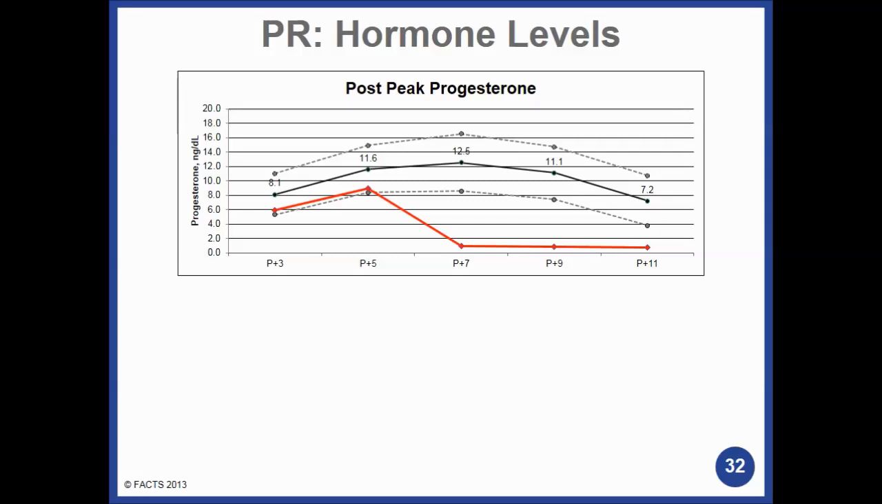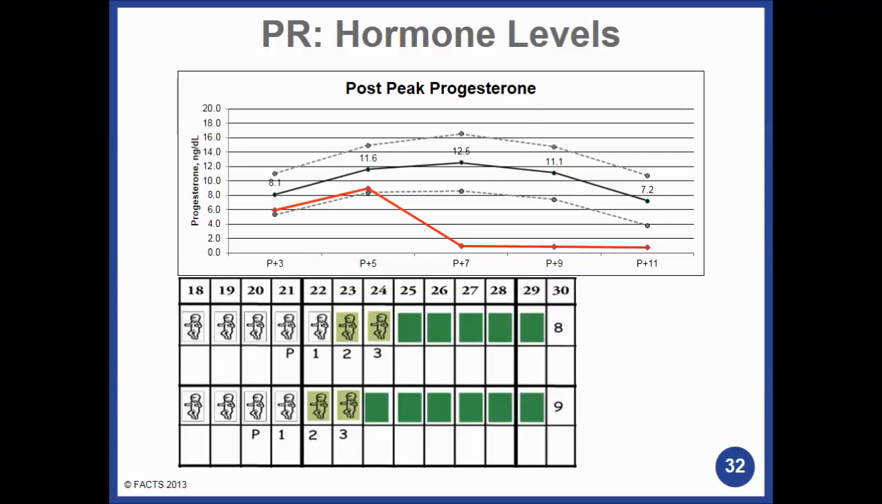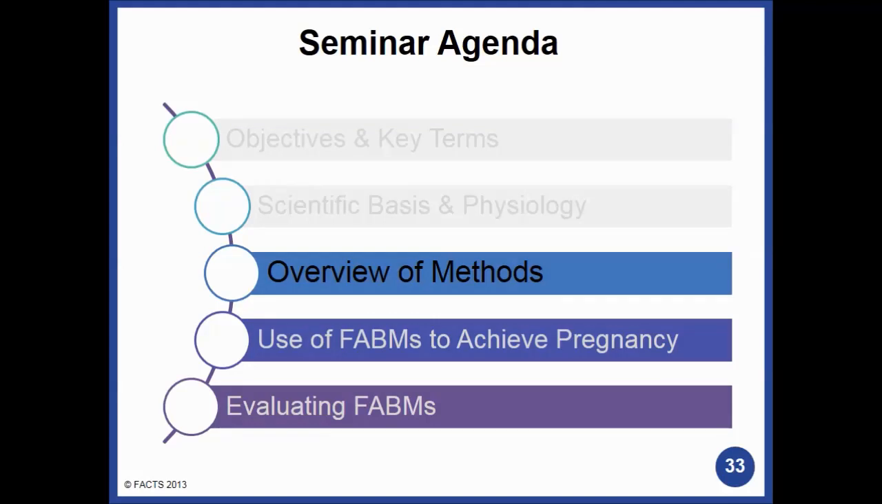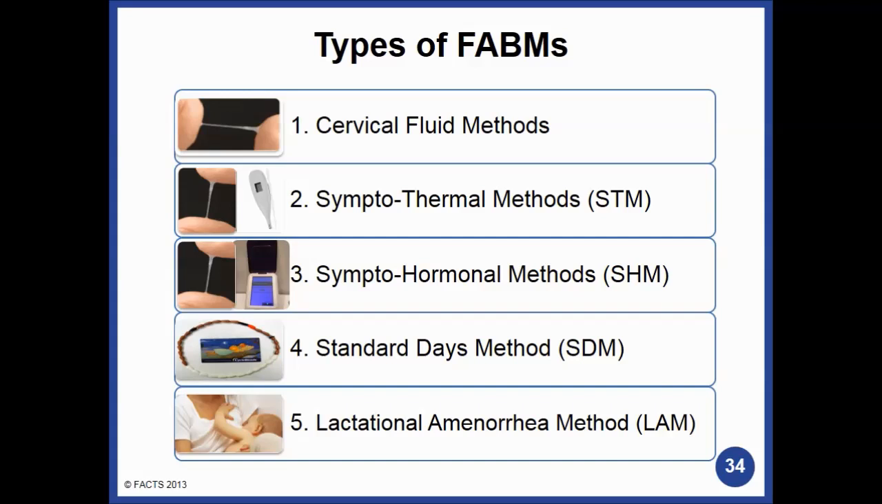So let's get into the fertility awareness-based methods themselves. This is just a correlate of the woman's chart that shows her peak day and that short luteal phase, which correlates directly with the blood work that's been done. So going into the methods themselves, we're going to discuss 5 main types of methods: cervical fluid methods, symptothermal methods, symptohormonal methods, the standard days method, which is an algorithmic method, and lactational amenorrhea.